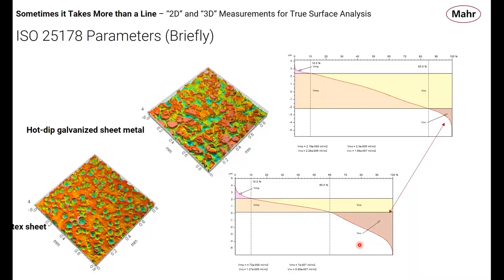That was a lot of information there about a big set of parameters. There's a webinar just on this Abbott-Firestone curve. There's a webinar or two. If you do have any questions, feel free to fire away at the end.